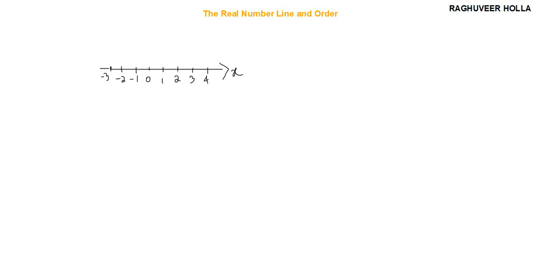Continuation of the real number line and the order. So what we have already discussed on the topics is this real line, wherein you have one on the positive and one on the negative. So here x increases, and here x decreases.